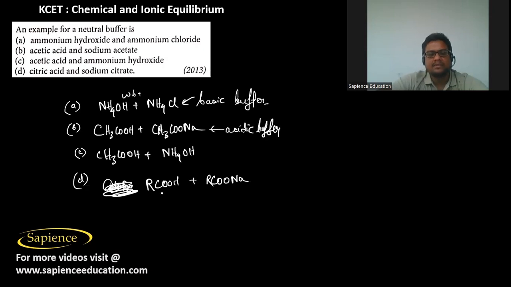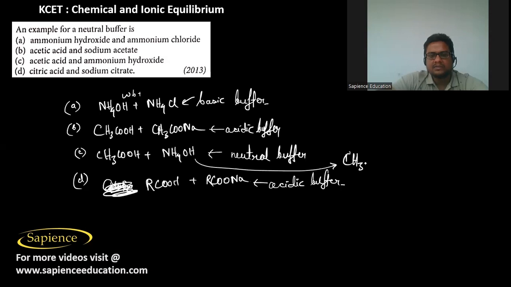And in option D also we have a weak acid plus the basic salt of the weak acid. So it is also an acidic buffer. And here we have a weak acid and a weak base. So it is not a buffer, it is neutral only, since these two will react to give CH3CONH4, which is ammonium acetate, which is a neutral salt with H2O. So option C is the correct answer.